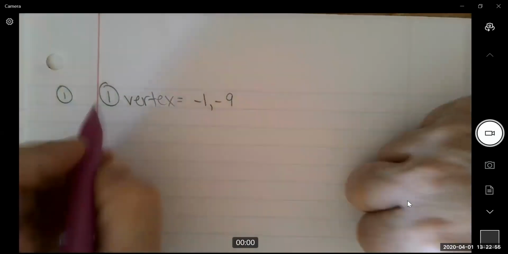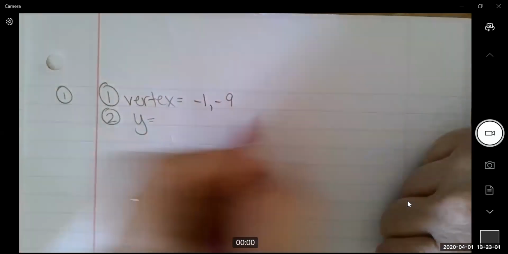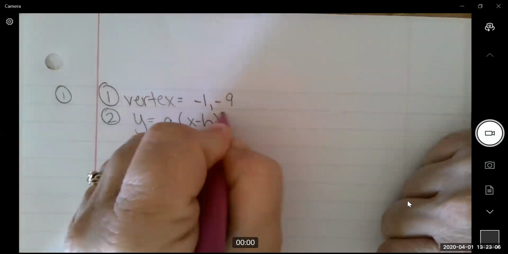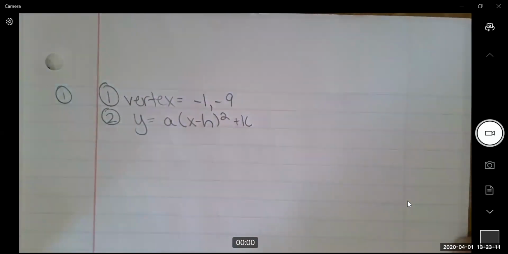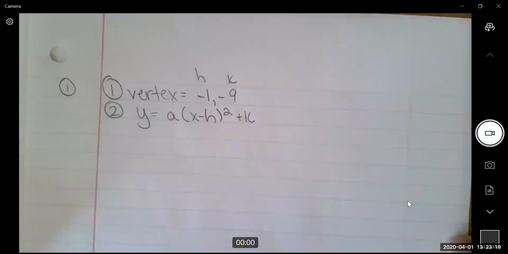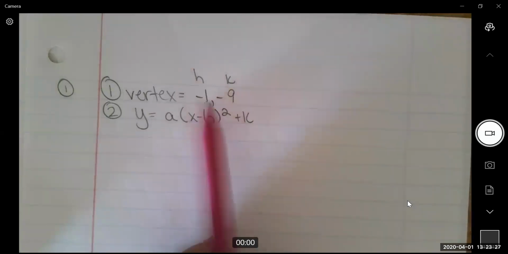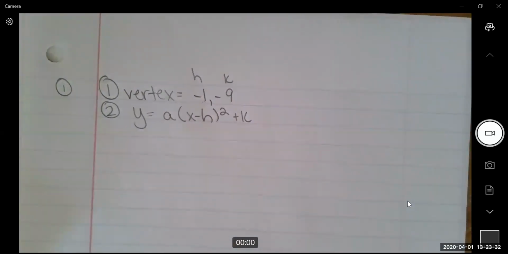So we're going to use this to write our vertex form. Vertex form is y equals a times x minus h squared plus k. This is h, and this is k in our vertex. So we're going to take these and plug them in. Now remember, when you're doing the h, you're going to do whatever's opposite here. And first of all, let me go back to the graph and see if there is an a.